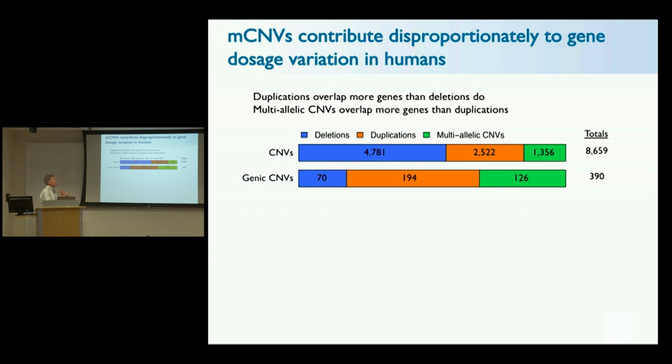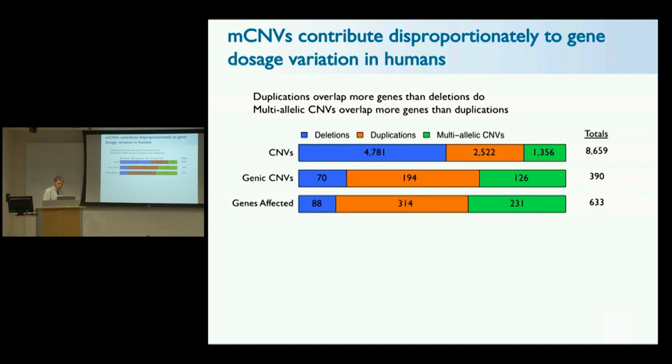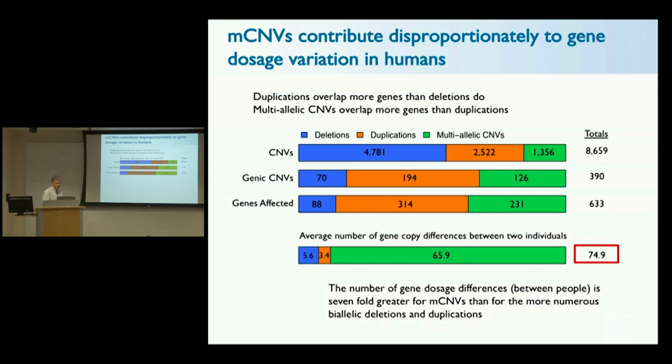You see that the ratio begins to shift, right? There aren't many genes that are completely deleted. In the human population, that tends to be more deleterious, so it tends not to happen. We'll tolerate the duplication of a gene much more easily than we will a deletion. And if you ask the number of genes affected, the ratio shifts even a little bit more. There are more genes that are tolerant to this sort of duplication or multi-allelic effect.